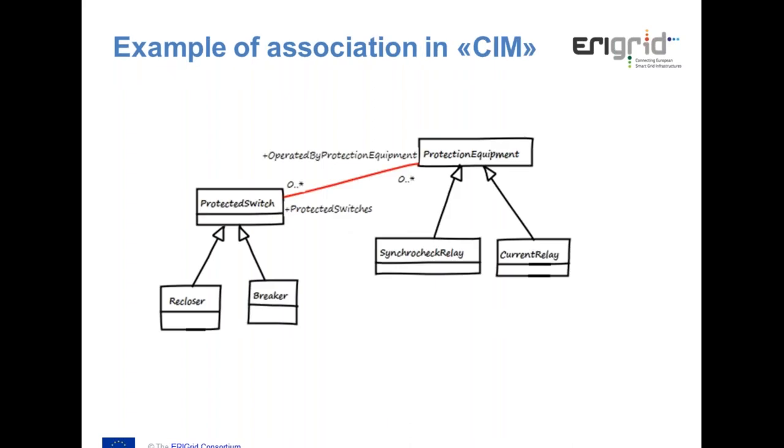System. Then, using again UML, it's also possible to, for example, define association between different concepts, like, in this case, the relations between a protected switch, like a breaker or a recloser, as you see here, with associated protection equipment, for example. And this can also be expressed using the CIM and the UML language in this way, as shown here.